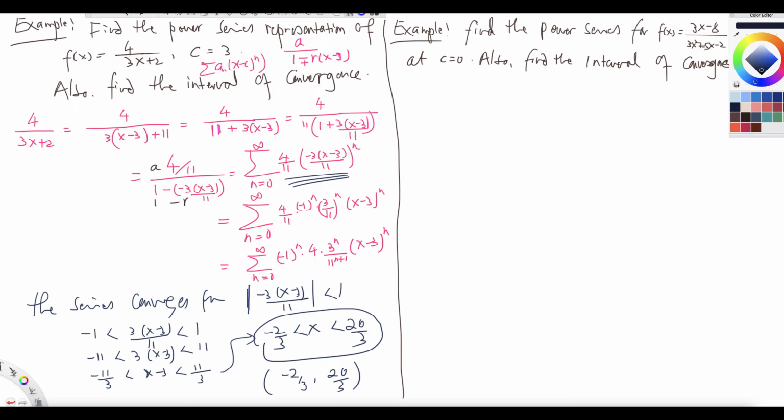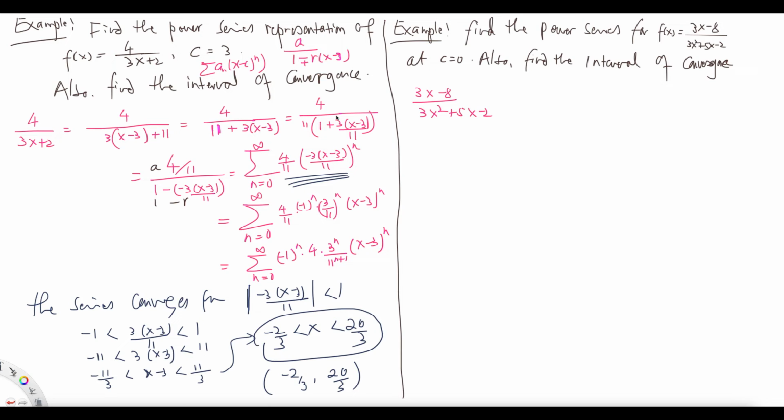Usually if there is a quadratic function or a higher degree, you can use the partial fraction. Do you remember the partial fraction? Let me write using a different color. You can do (3x - 8) over (3x² + 5x - 2). That's what we got, right?